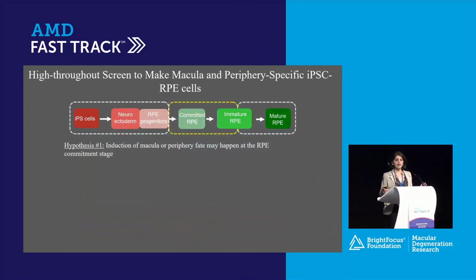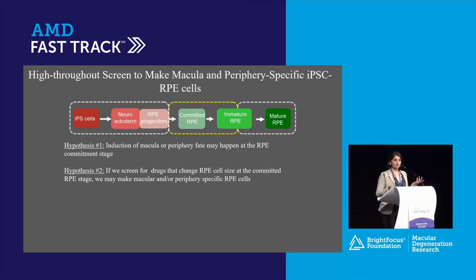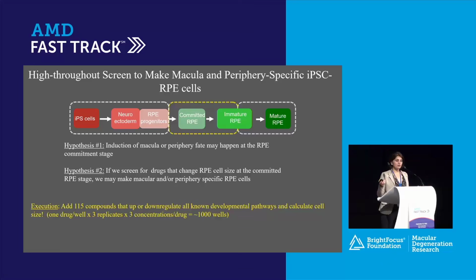So then we went back to our schematic again. We decided to do a drug screen, and we thought if we can target this committed RPE fate, where the differentiating cells already know that they're going to be RPE cells, but they don't know yet if they're going to be making finger-like apical processes or petal-like processes. So we were like, if we can modulate this, maybe we will be able to make the region-specific RPE cells. So this was our execution plan.